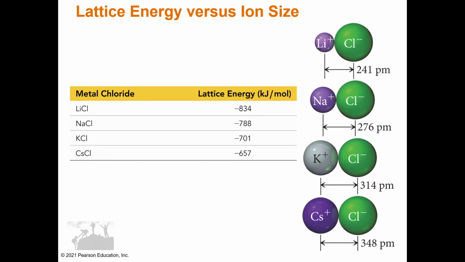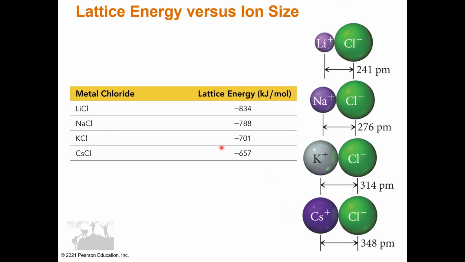Here's a table of metal chlorides with their respective lattice energies in kilojoules per mole. We can see that the cations come from the first column because of the +1 charge. As we go down the column, the size of the ion increases. We don't have to look at Cl- because it'll stay the same regardless of the compound. So as the size of the ion increases, the distance between those ions would also increase.